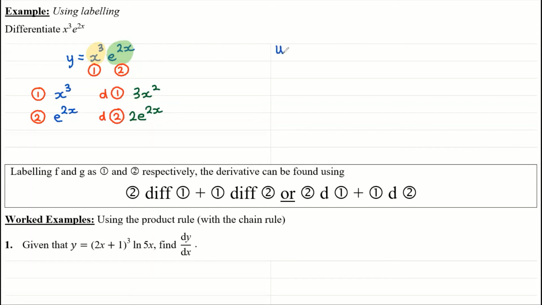So using the product rule, what we're going to have is, so remember we combine them diagonally. So we take the first function and we multiply it by the derivative of the second function, and we take the second function and multiply it by the derivative of the first function.